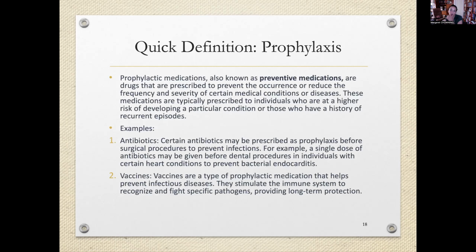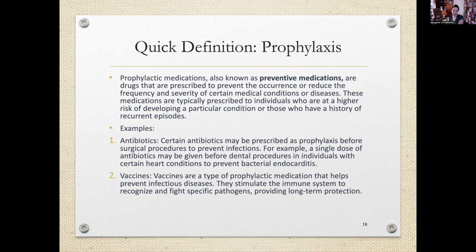So a quick definition, prophylactic. As I said, a patient might be given an antibiotic prophylactically if they have recurrent UTIs. That's the most common thing you see, especially in the geriatric population. But those are known as preventative medications. Drugs that are prescribed to prevent the occurrence or reduce the frequency and severity of certain medical conditions or diseases. These medications are typically prescribed to individuals who are at a higher risk of developing a particular condition or those who have a history of recurrent episodes.